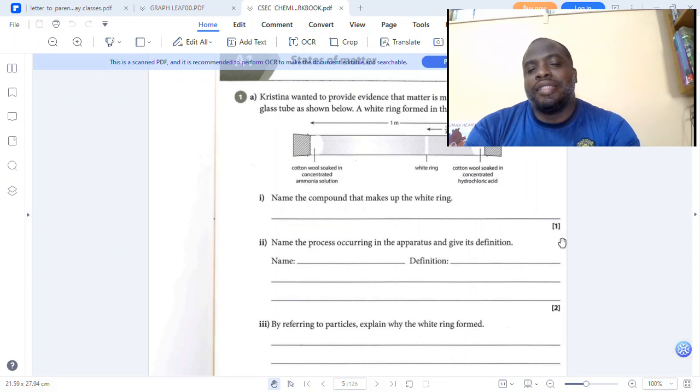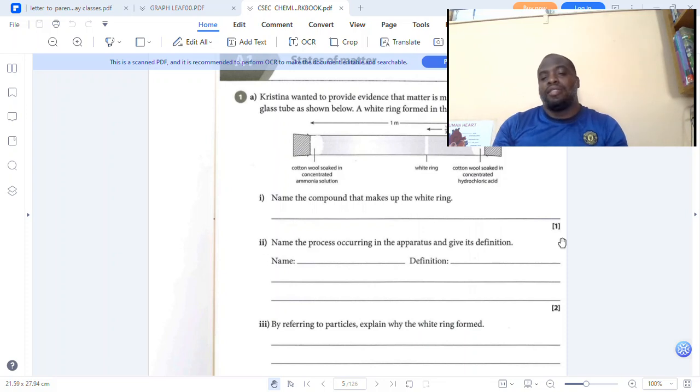The next part, part 2, says name the process occurring in the apparatus and give its definition. So the name of the process would have been diffusion. And we know that diffusion can happen both in liquids and gases. The definition: it's the movement of particles, and this is usually something that students are able to recite.